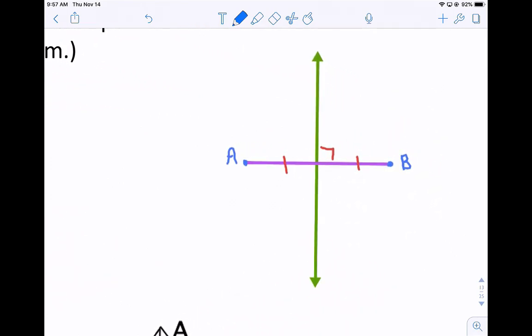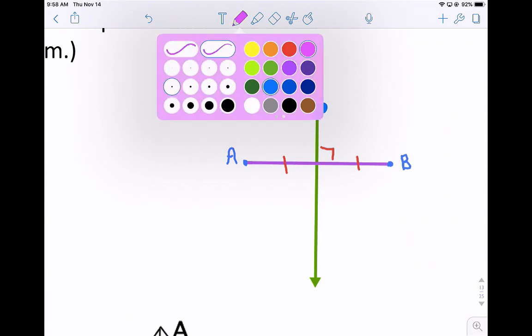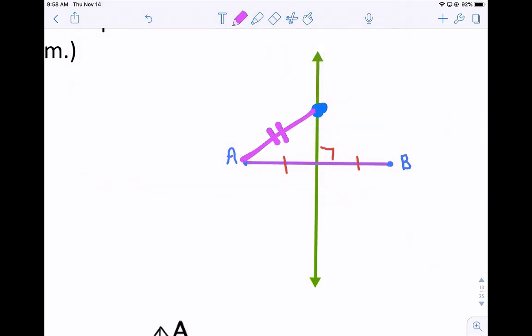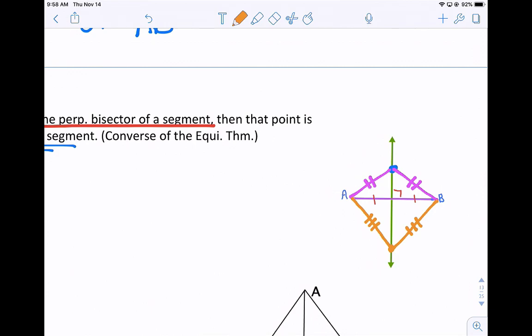So we know that this green line is the perpendicular bisector. We can see it perpendicular bisects AB. So we're going to say any point on that line, I can just put a point anywhere, so I can put a point here. This is the same distance from A as it is to B. Anywhere on the line, so I could do another point, like right here. This point is the same distance to A as it is from point B. So if it's on the perpendicular bisector, by the converse of the equidistant theorem, the perpendicular bisector theorem, it's the same distance from the points.